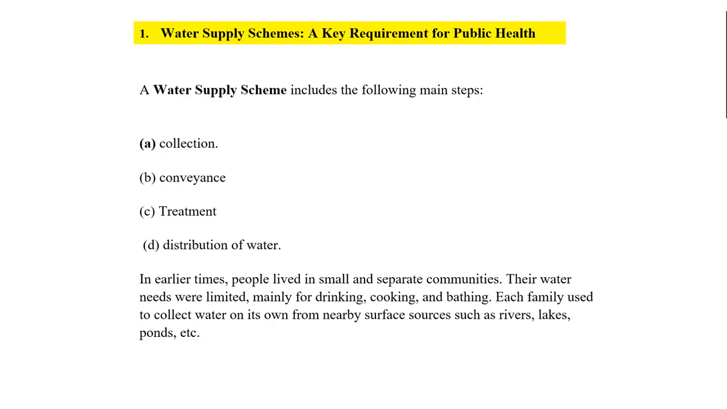In earlier times, people lived in small and separate communities. Their water needs were limited mainly for drinking, cooking, and bathing. Each family used to collect water on its own from nearby surface sources such as rivers, lakes, and ponds.